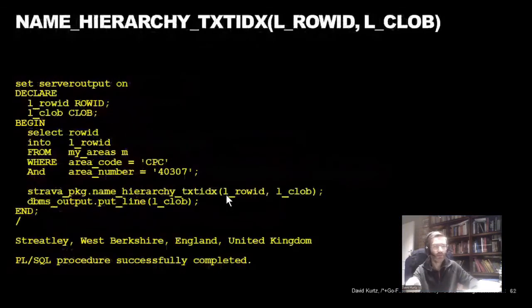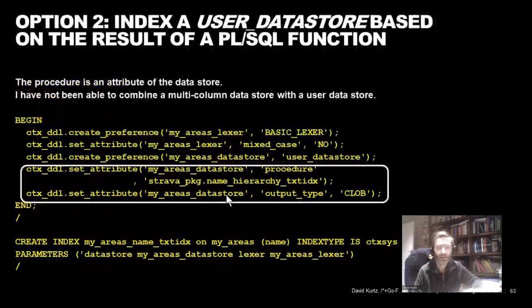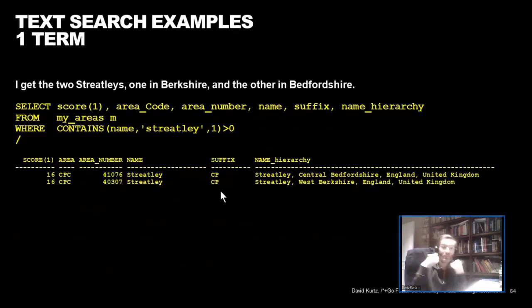This time, just to prove it's not a fake, I'm going to get the row ID of an area, and it's going to give me the hierarchy. And that's right. That was Streatley in West Berkshire in England in the United Kingdom. And here, when I build my index, I can say index this function. So in the attribute of my data store, I can index the function. I can search for Streatley, I get my 2 hits.